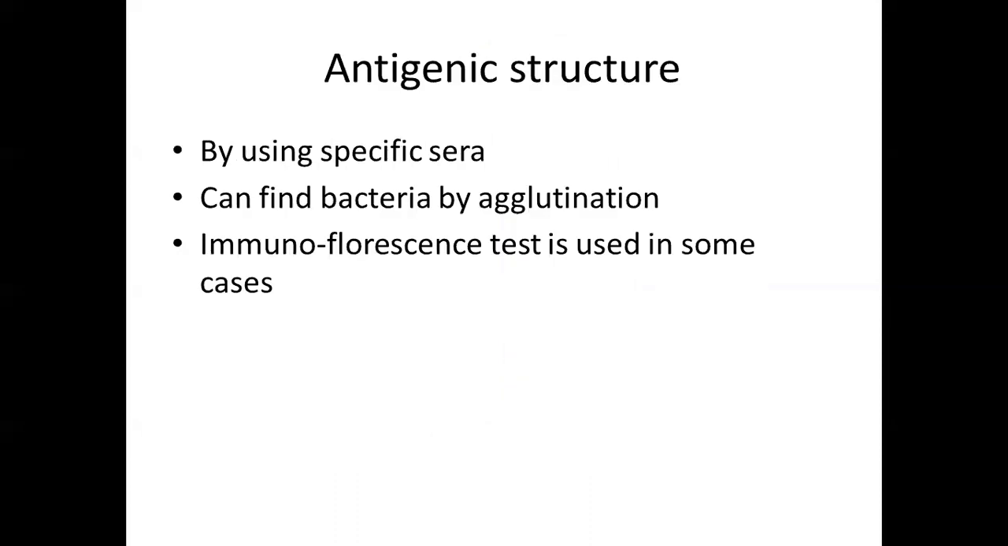Then antigenic structure. By using specific sera, we can identify bacteria by agglutination. Immunofluorescent tests are used in some cases. By doing this agglutination, they can identify the different combinations of immunoglobulins, that means antibody versus antigen reactions.